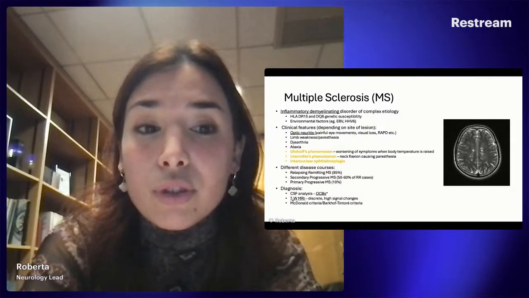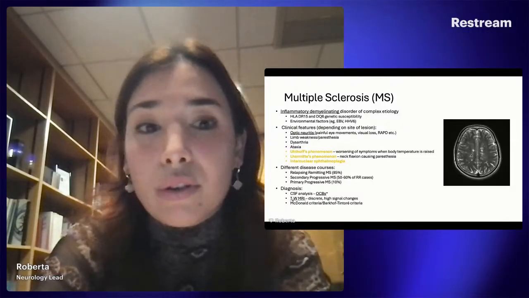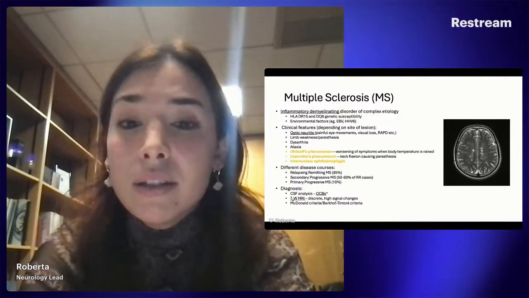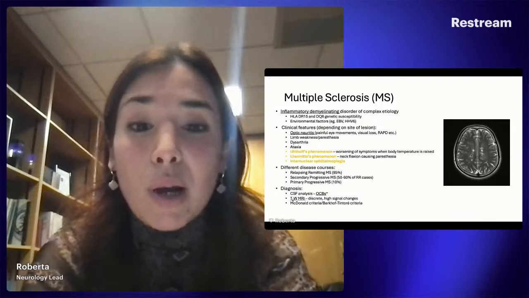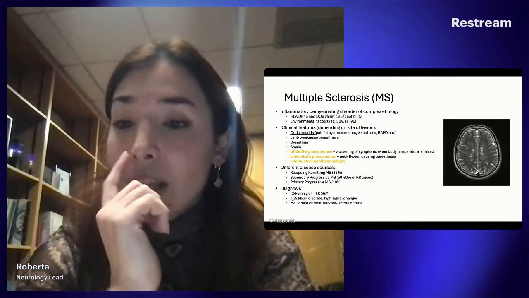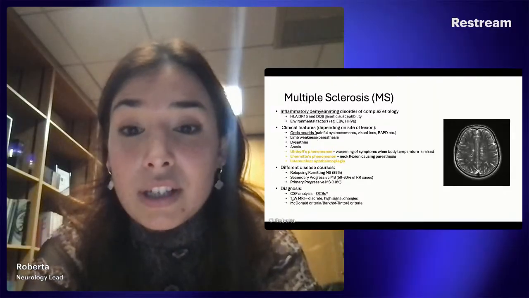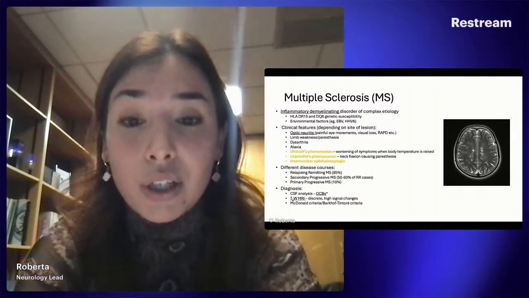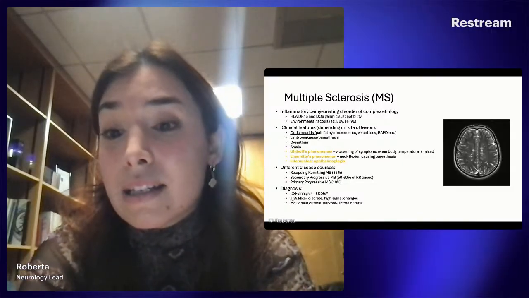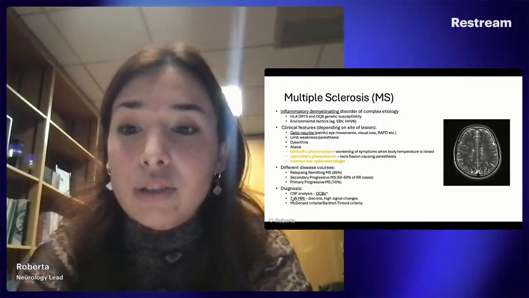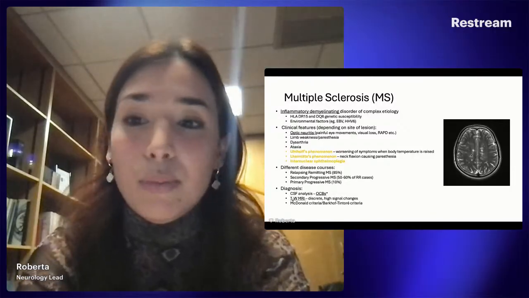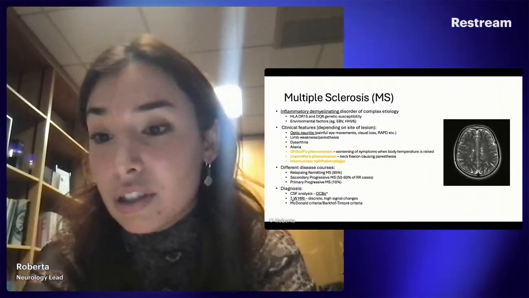Three relatively interesting presentations of MS to keep in mind are Uthoff's phenomenon, which is when the symptoms become worse when the body temperature is raised, for example, after a hot shower. Lhermitte's phenomenon, which is when neck flexion can cause paresthesia, so this abnormal sensation, and internuclear ophthalmoplegia. So these are the main ones you'll hear of if you sit in clinic or read books and case presentations.